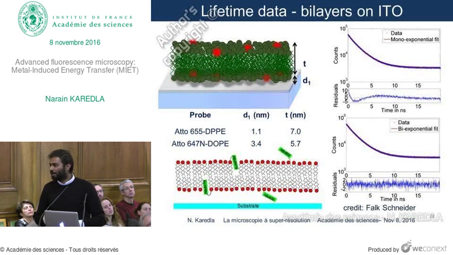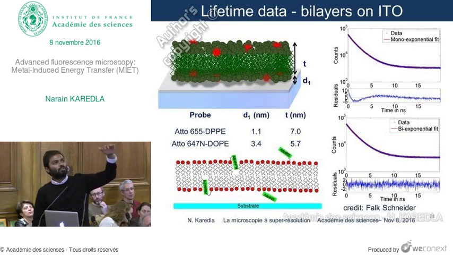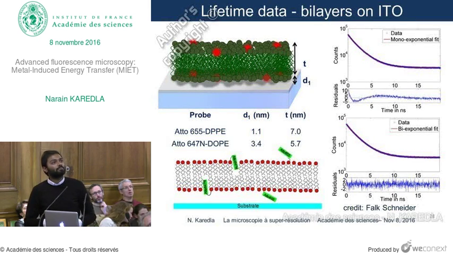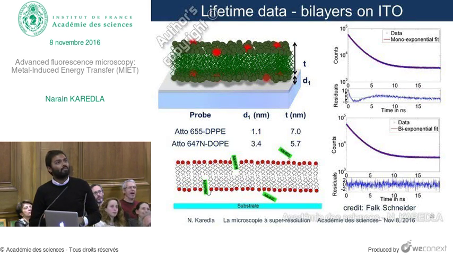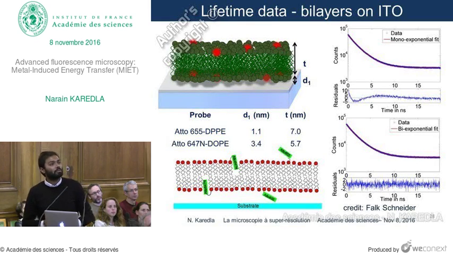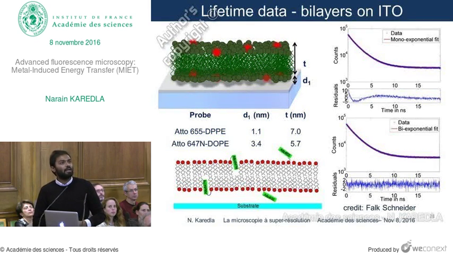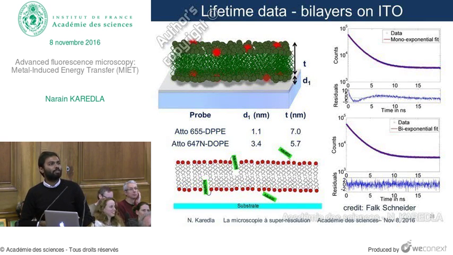So we take a point measurement, and indeed the data that we take cannot be explained by a mono-exponential fit, but you need a bi-exponential, or two components of two lifetimes. The two lifetimes already tell you the height of the bottom and the top leaflet. Therefore, we can obtain the thickness and the distance between the bottom leaflet and the substrate from such a measurement. We tried two labels, ATTO 655 and 647N, which are bright fluorescent molecules, and the thickness that we achieved is around 5 to 7 nanometers.